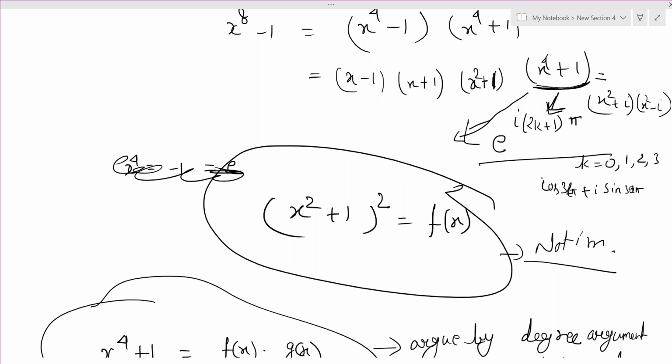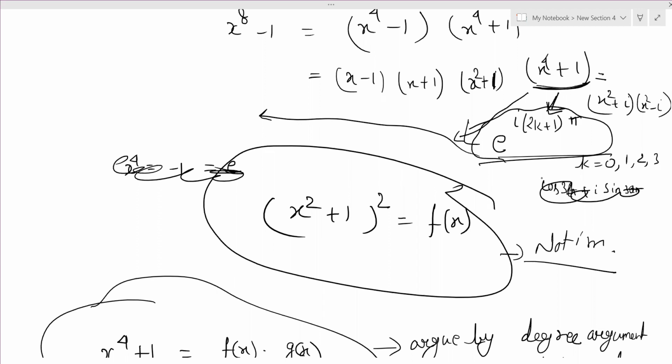But that means you did not write this correctly. There should be some iota here also. If this were correct, you would not get any iota term because sine is always 0. So whatever you wrote, with 2k plus 1 pi, is not correct.